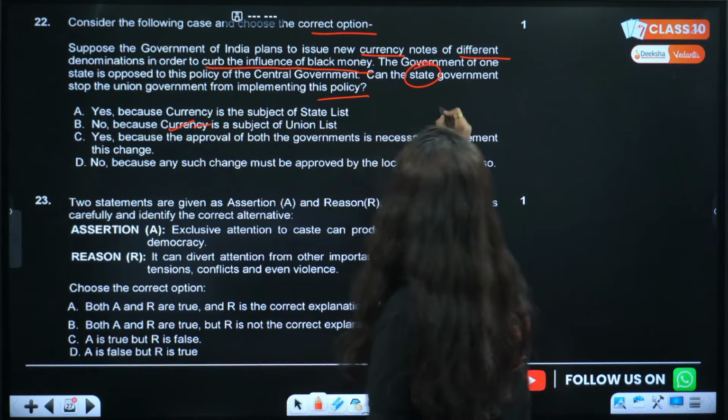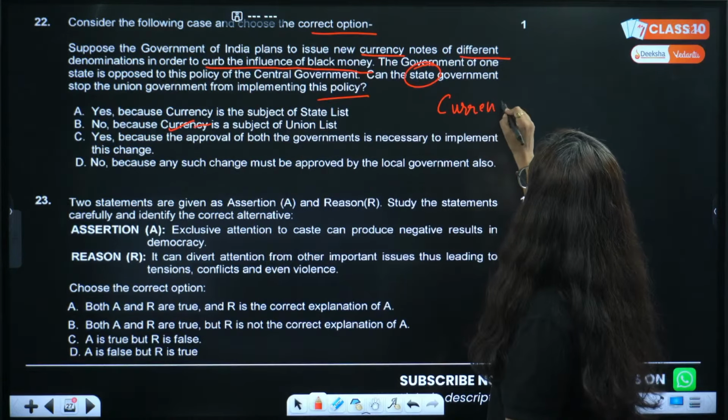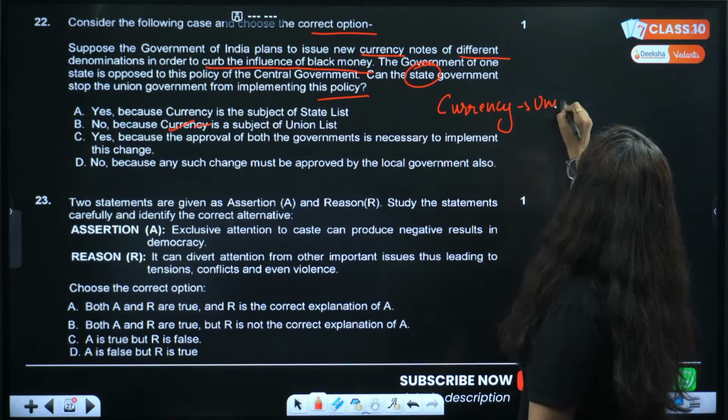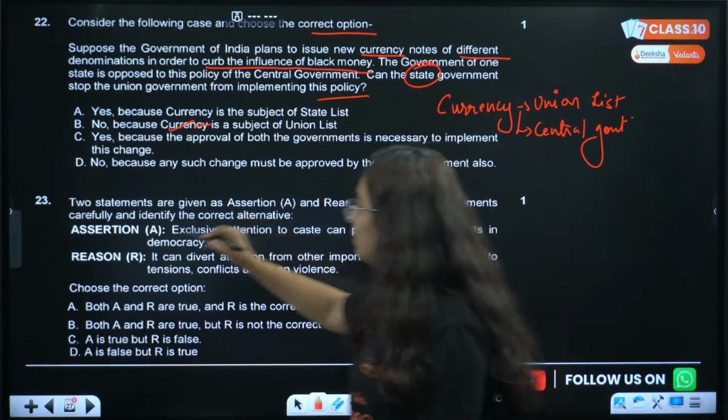Why? Because currency is the subject of union list. It is something of national importance. And in the union list, only who can make the law? Central government can make the law. So B is the correct answer. Very good. Question number 23.